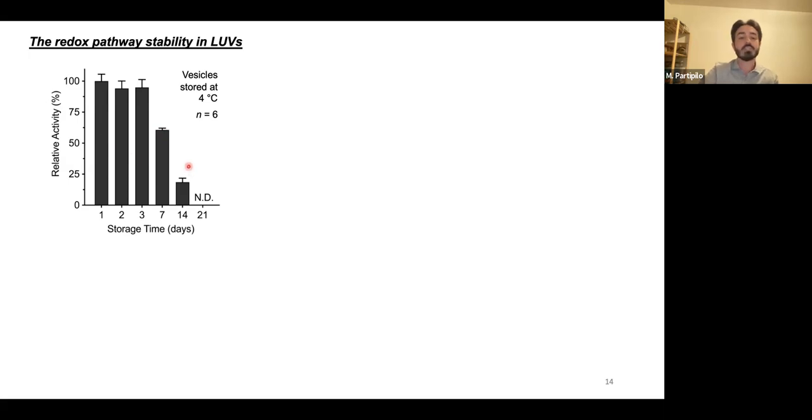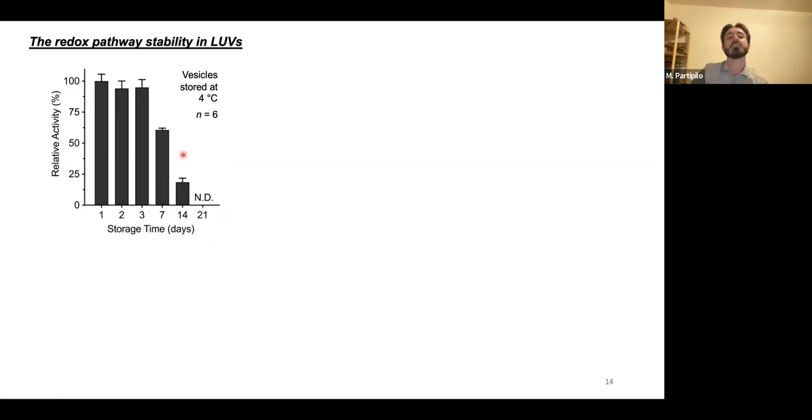After 2 weeks, we started instead to observe a significant drop in the activity of the vesicles that eventually just did not manage to give us any kind of change in the ratiometric signal after 3 days.